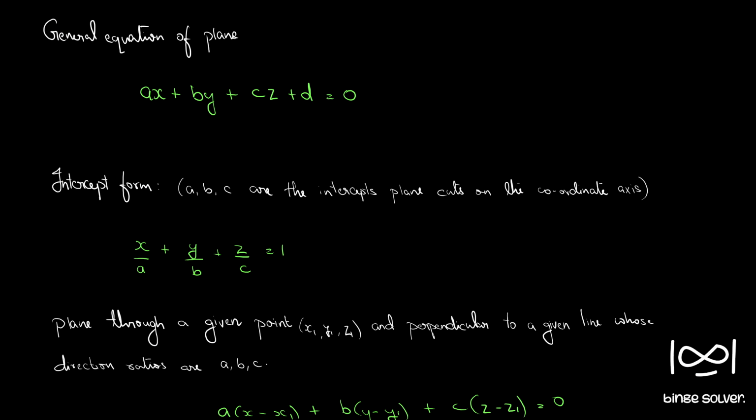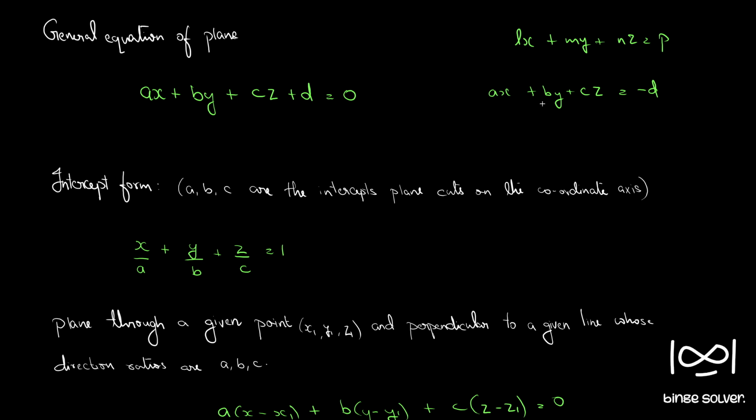The general equation of the plane will be of this form: ax plus by plus cz plus d equal to 0. So here we have 4 variables. As you can see, it is very similar to the normal form. In the normal form we had lx plus my plus nz equal to p. To convert this to normal form, we just move d to this side, so we will get ax plus by plus cz equal to minus d.